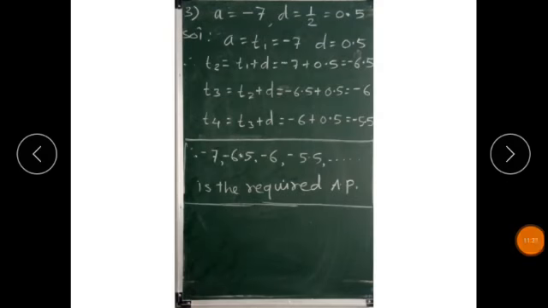Let us see the third example. Here a is minus 7, d is 1 upon 2. Children, it would be easier to write this 1 upon 2 as 0.5 from the subtraction point of view. So a is T1, which is equal to minus 7. d is equal to 0.5.